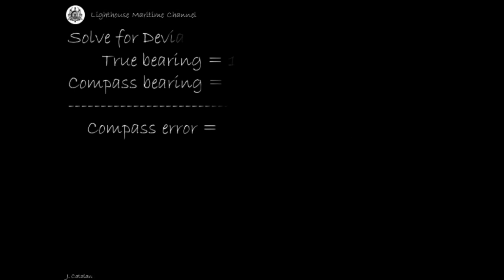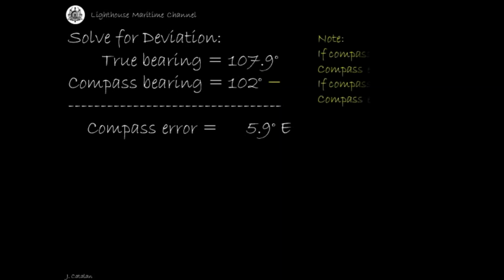Solve for deviation. True bearing, which is equal to 107.9 degrees, subtracted by compass bearing, which is equal to 102 degrees. The result is the compass error, which is equal to 5.9 degrees east. The difference between true and compass is called compass error. To name the compass error, note: if compass is best, compass error is west. If compass is least, compass error is east.